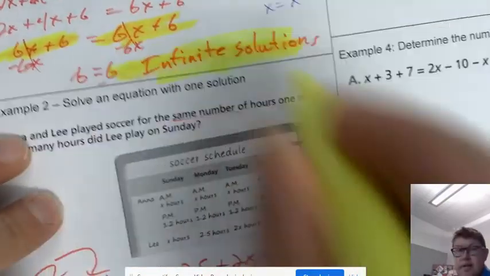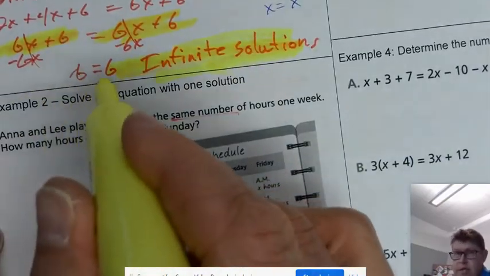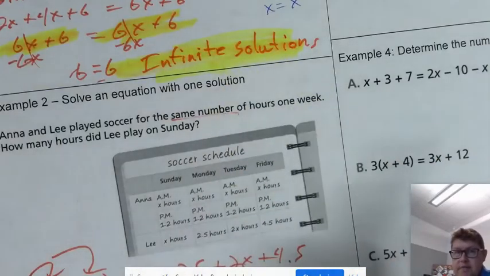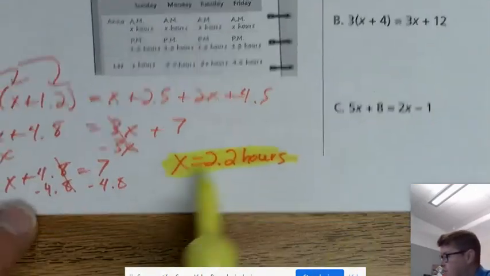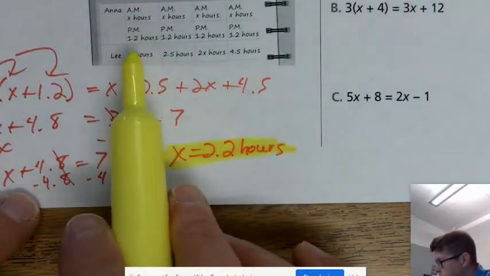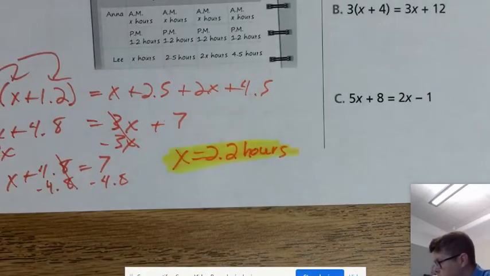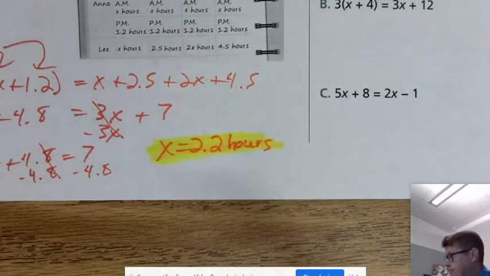Oh, and just to be very clear, guys, on the previous one, the answer to this is infinite solutions. It's not 6 equals 6. This is your work, but the answer is infinite solutions. Right? So yeah, this dude played 2.2 hours of soccer on Sunday.